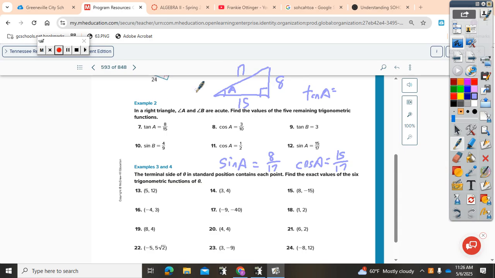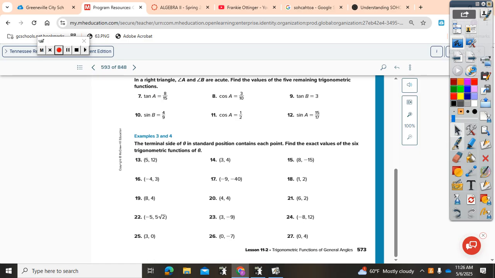Okay, and we're only going to do sine, cosine, and tangent, 3 trig ratios. I know the book talks about 6, and there are 6. Just trying to save y'all some work. We're just going to do the 3. I might teach you the 6 later.